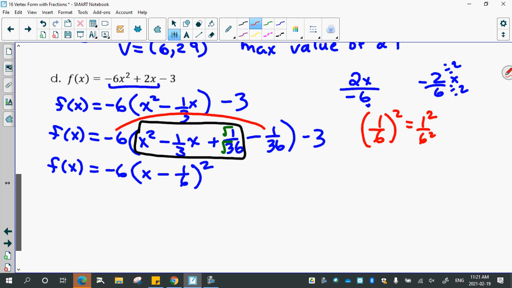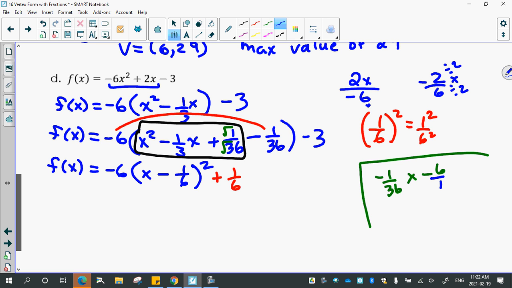So negative 1/36 times -6 is 1/6, plus 1/6, and then I'll show the calculation at the side. So negative 1/36 times -6. Multiply the tops together, bottoms together, reduce, and you get 1/6. Okay?